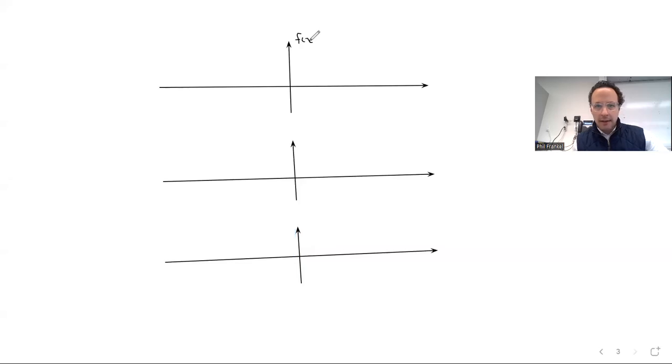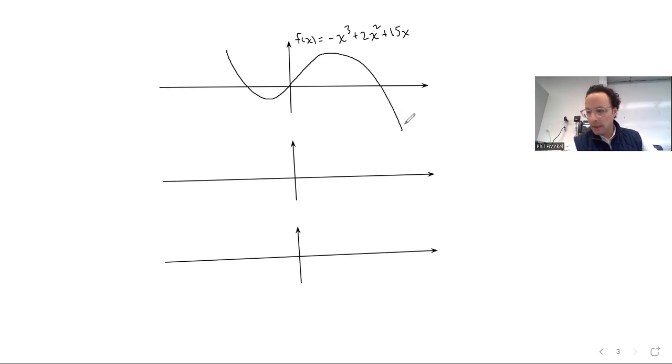Let's look at the function f of x equals negative x cubed plus 2x squared plus 15x. Okay, what does this function look like? Well, it's a cubic function. It's not so easy to figure out exactly what it looks like, but you can use a graphing calculator or you can use Desmos. And if you do that, you will discover that the function looks something like this. Okay, that's what that function looks like.